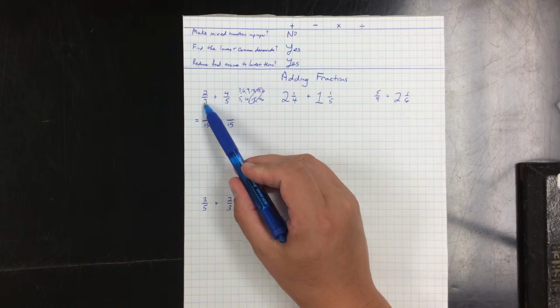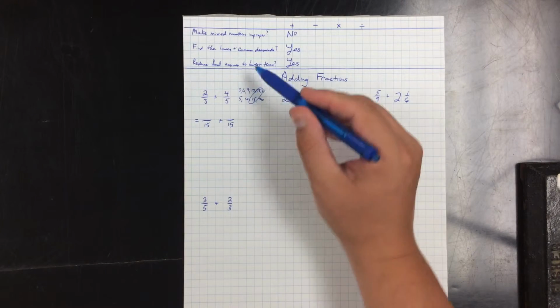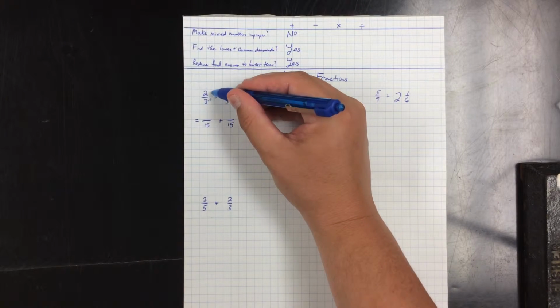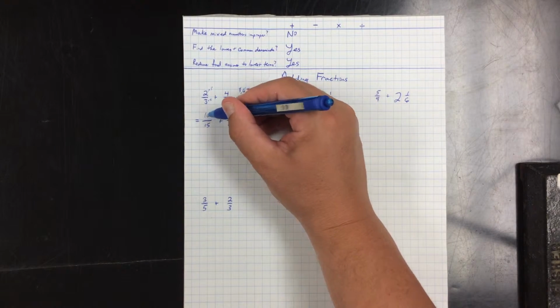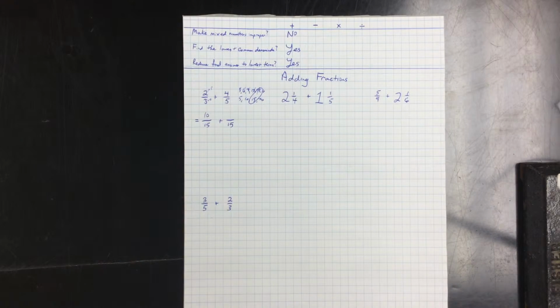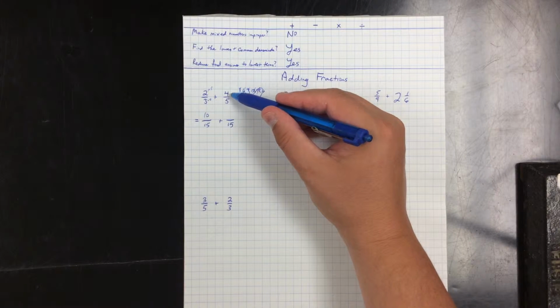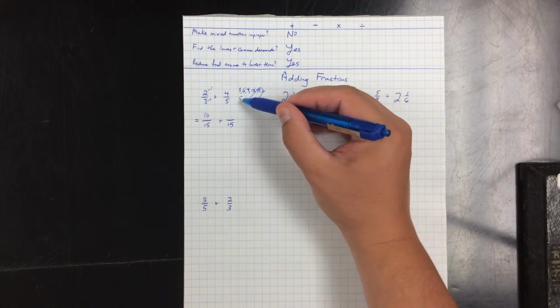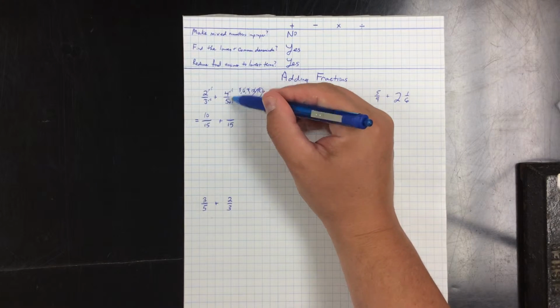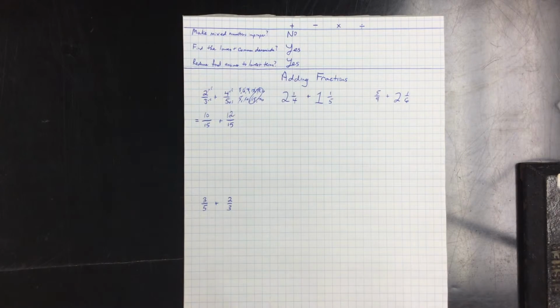So to go from 3 and get to 15, I multiplied by 1, 2, 3, 4, 5. So I'm going to do the same to the top. 2 times 5 is 10. So 2/3 and 10/15, those are equivalent fractions. Okay, 4/5. To go from 5 to 15, I multiply by 1, 2, 3. So I'm going to do the same to the top. 4 times 3 is 12.